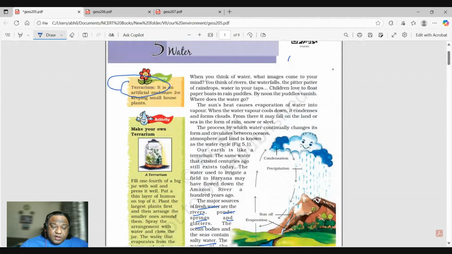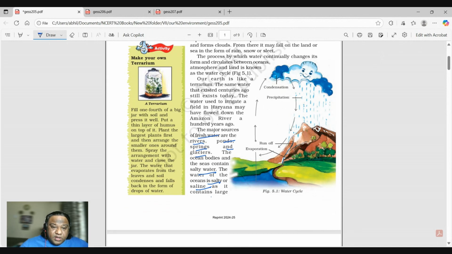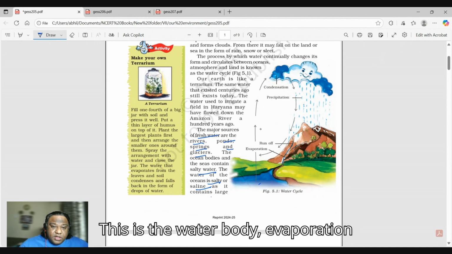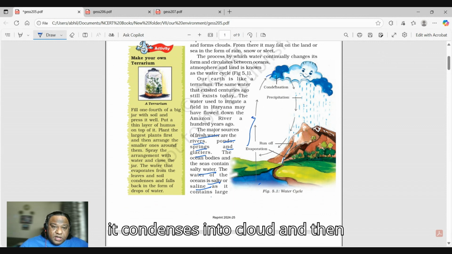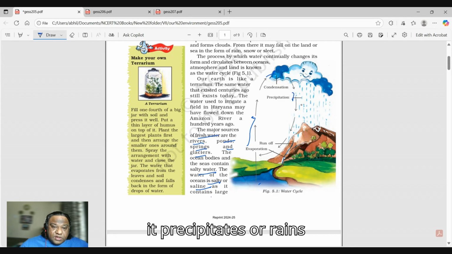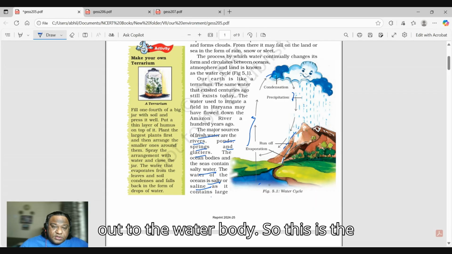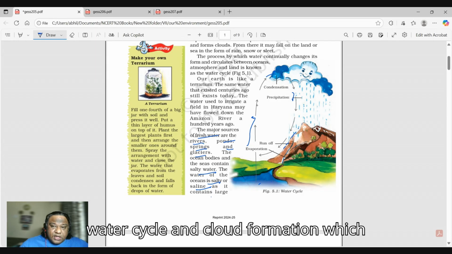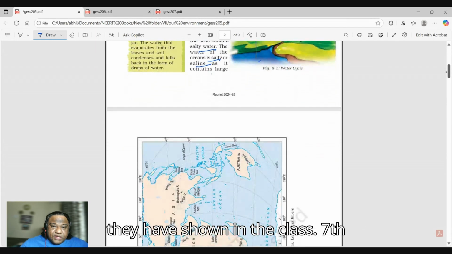Okay. Now the diagram they have shown here is a very common diagram. I'm sure all of you know it. This is the water body. Evaporation happens and it condenses into cloud, and then it precipitates or rains on hills, and then it runs off and comes back to the water body. So this is the water cycle and cloud formation which they have shown at the class 7th level.